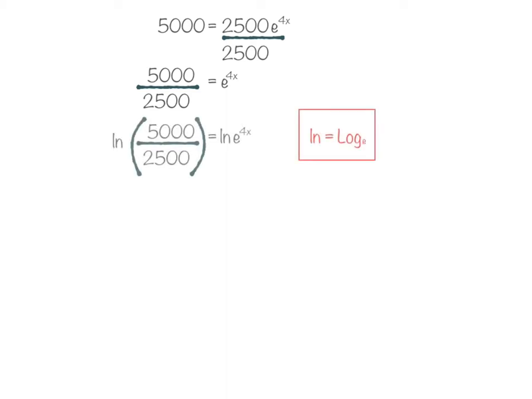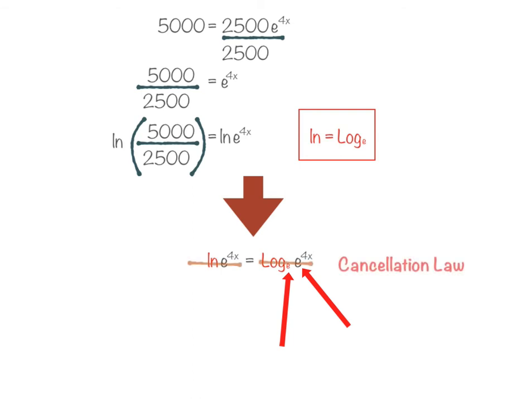Now my next step is I want to multiply both sides by natural log. Keep in mind, if you see there in the red, natural log is the same thing as log base e. And so my cancellation law states that if my log base e and my term are the same, so you have e and e are the same, then they will cancel out, leaving me with the exponent term.